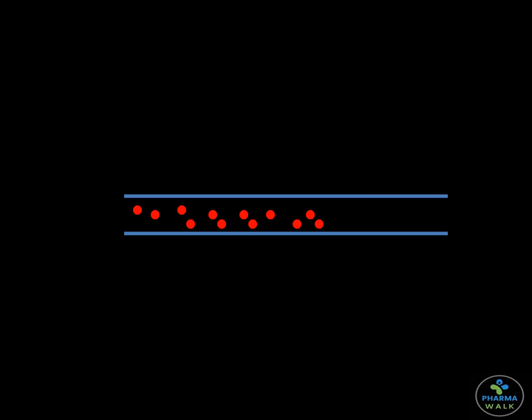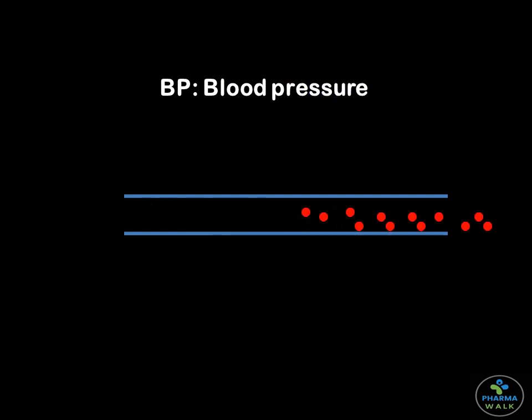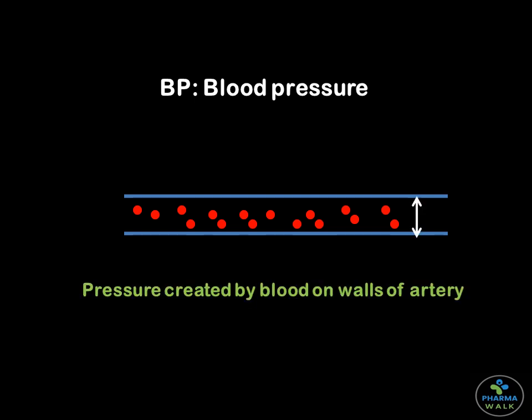This is the diagram of a blood vessel or artery in which blood is flowing, right? There is a concept called blood pressure. When the blood flows through the artery, it creates a pressure. The word itself indicates blood pressure, that means the pressure created by blood on the walls of the artery.